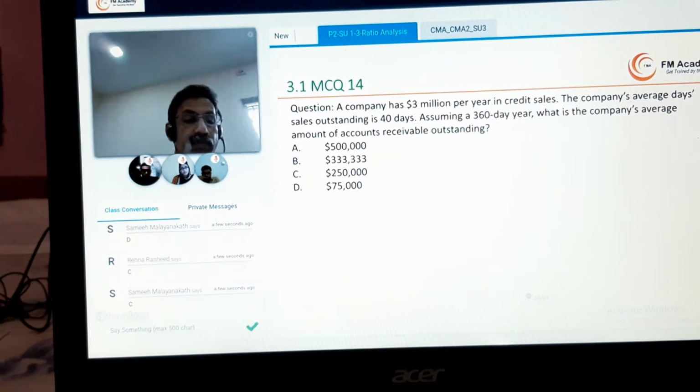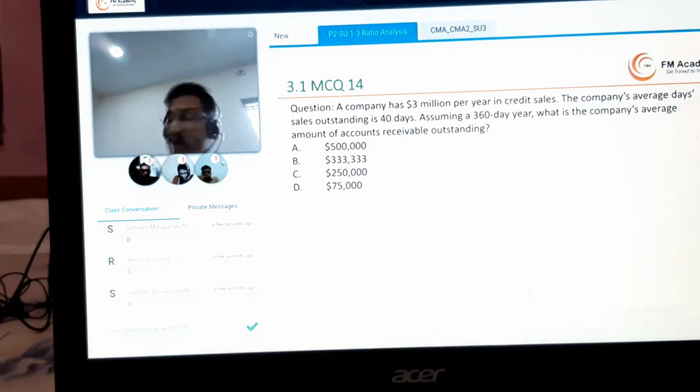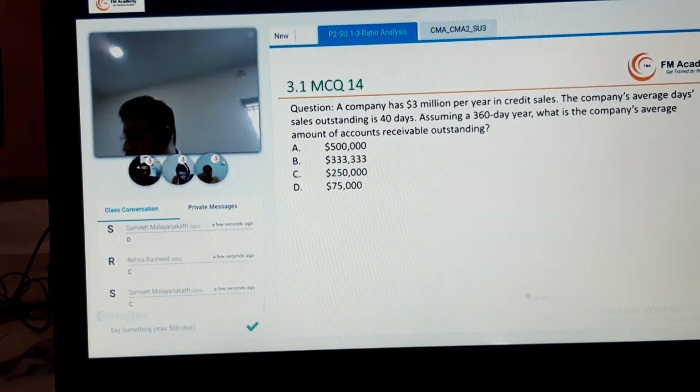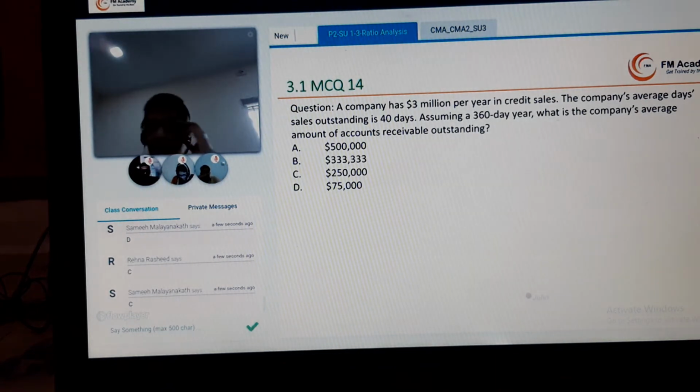Next, question number 14. That's the last question. Just do that. Then we will have a discussion on the last subunit of this section, and then we will do one or two more questions, and then it will be over.